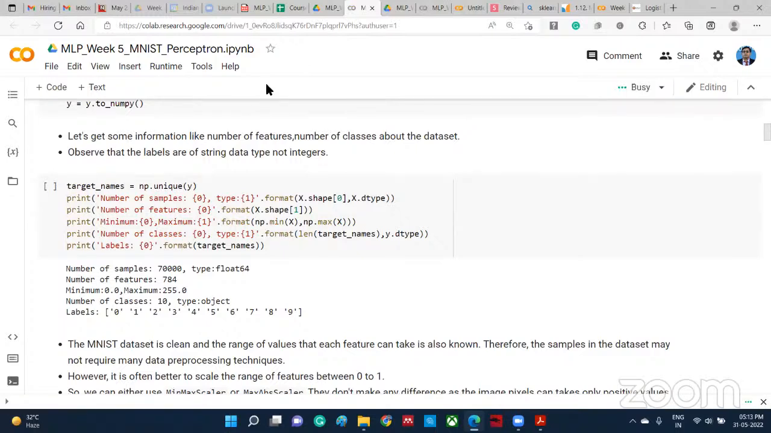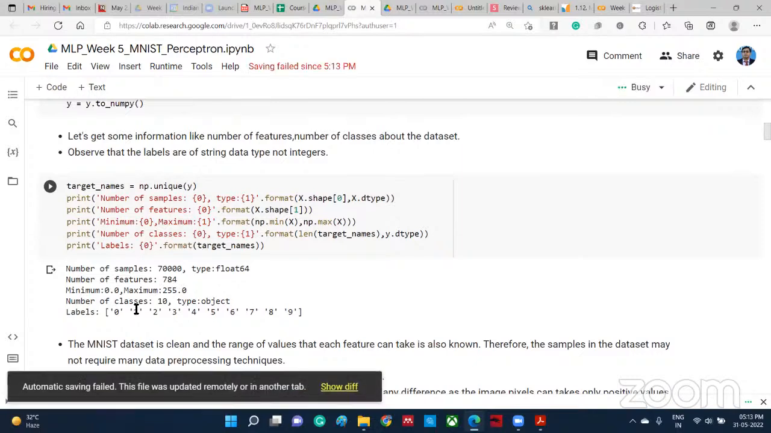Okay, so as you can see, the number of samples is 70,000 and the data type is mostly float. We have 784 features, the minimum is 0 and the maximum is 255. There are 10 classes. So what are the labels that we have? We have 0, 1, 2, 3, 4, 5, 6, 7, 8, 9 only.